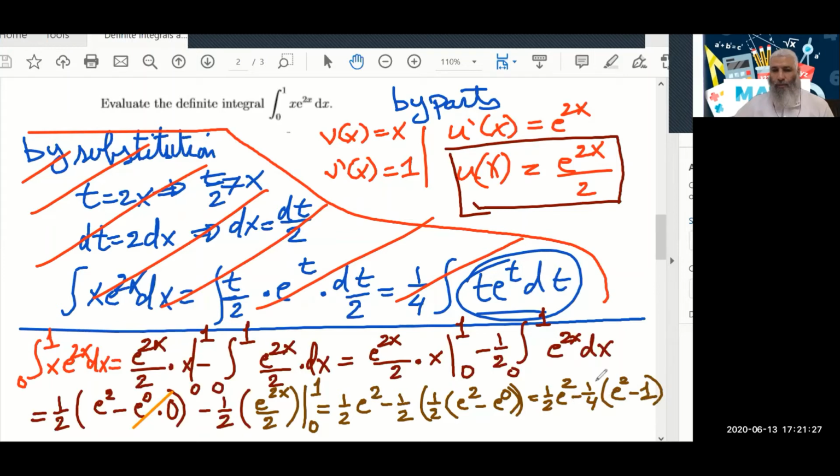So we can multiply this here and this here. So this is 1/2 e power 2 minus 1/4 e power 2 minus 1/4. So 1/2 minus 1/4 is 1/4 e power 2 minus 1/4. This is the answer: 1/4 e power 2 minus 1/4.